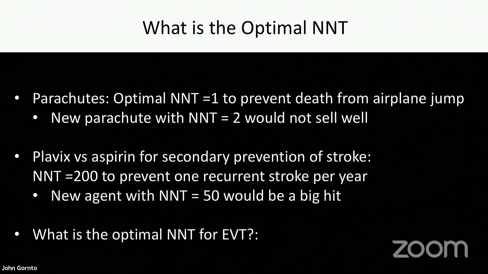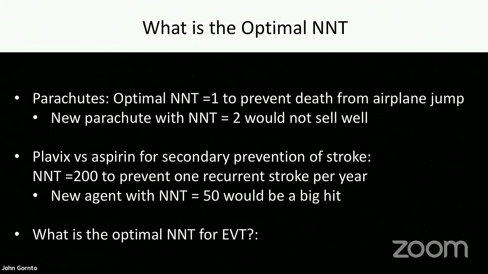For example, if you're looking at preventing death from jumping out of an airplane, your NNT for your parachute better be 1, right? If it's not 1, we're in trouble. And if somebody came out with a new AI developed parachute that had an NNT of 2, it would not sell well. It would not be a popular parachute, right? So NNT, anything other than 1 doesn't fly there.